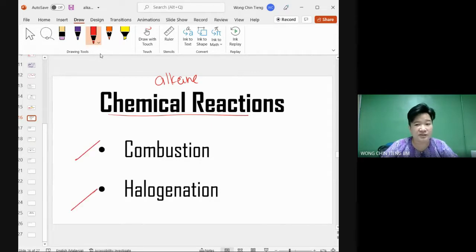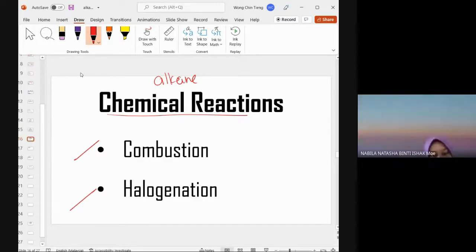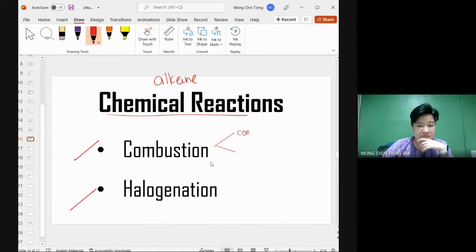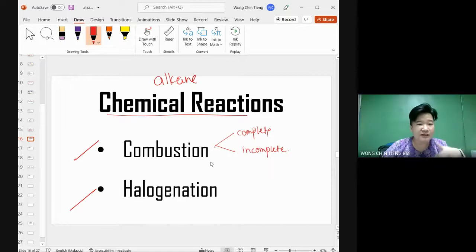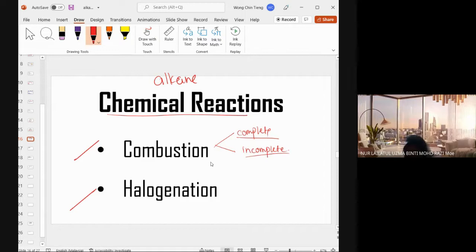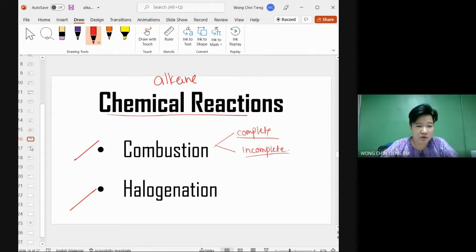Combustion, nothing much. We have two types of combustion. Can I know what type of combustion is that? Complete and incomplete. What makes complete and incomplete different? Complete means excess of oxygen, and incomplete means less oxygen, so the product will be different. What is different in terms of product? Carbon dioxide and carbon monoxide. Yes.